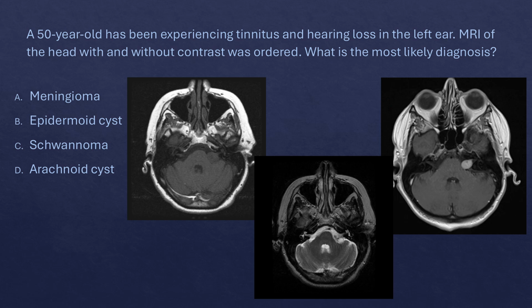Today we have an excellent neuro case for you guys, so let's go ahead and get started. In this case, we have a 50-year-old male presenting with tinnitus and hearing loss in the left ear. An MRI of the brain with and without contrast was performed. The question in this case is what would be the most likely diagnosis? Would it be a meningioma, an epidermoid cyst, a schwannoma, or an arachnoid cyst?